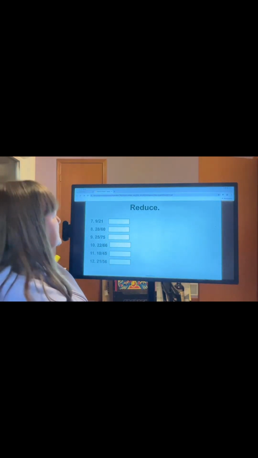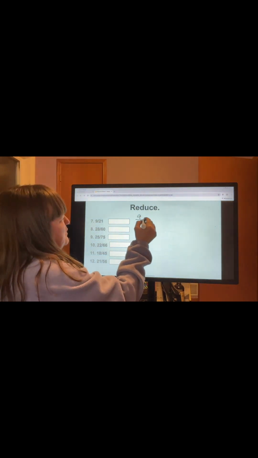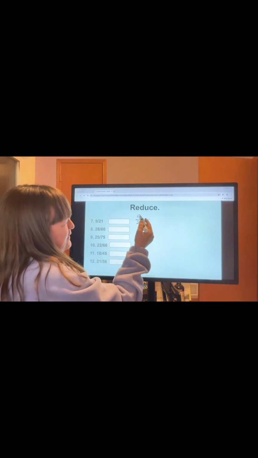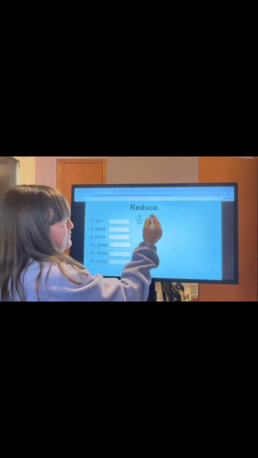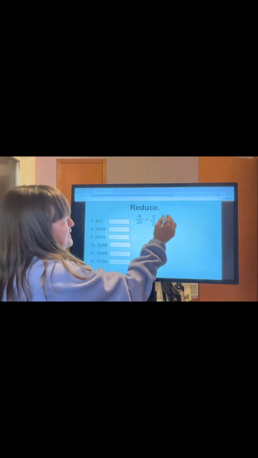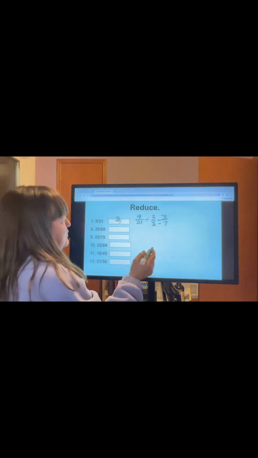Okay, this is the last slide. Reduce. You have 9 over 21. I know if it breaks down, 9 is 3 times 3. And I know 9 doesn't go into 21 evenly, so it has to be 3. So let's divide by 3. 3 goes into 9 3 times. 3 goes into 21 7. So it'd be 3 over 7.